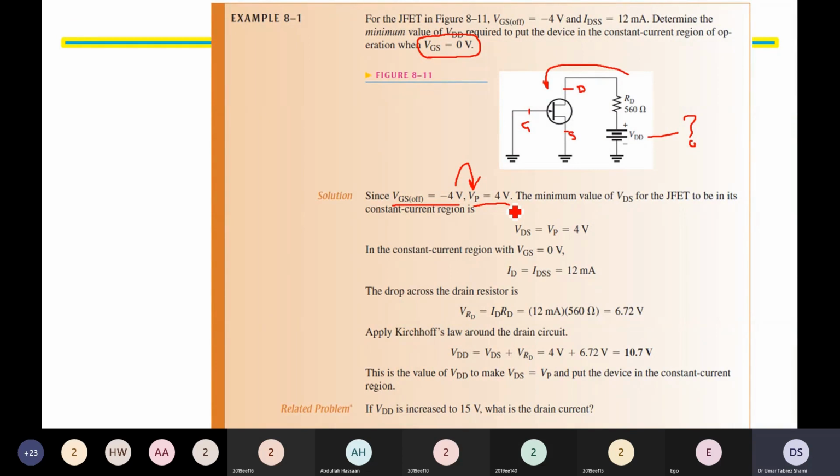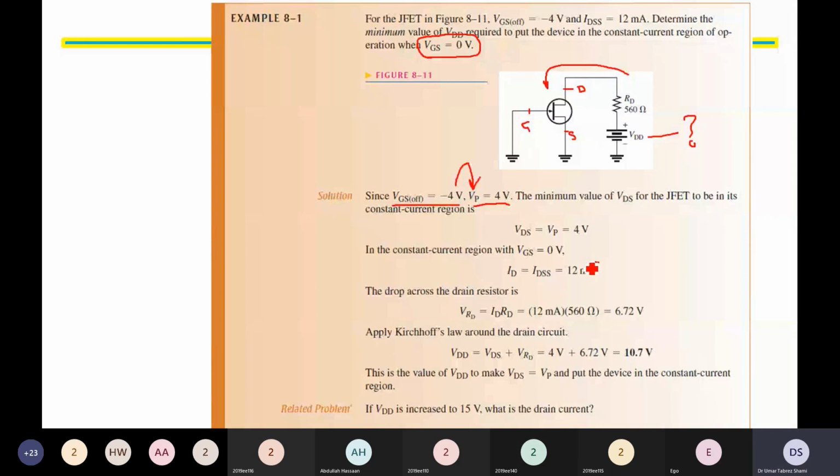Since VGS off is minus 4 volt, the minimum value of VDS, that is the minimum drain source voltage for the JFET to be in its constant current region, is VDS equal to VP equal to 4 volt. In the constant current region, the VGS is 0 volt and IDSS is 12 milliampere. Why is IDSS 12 milliampere?